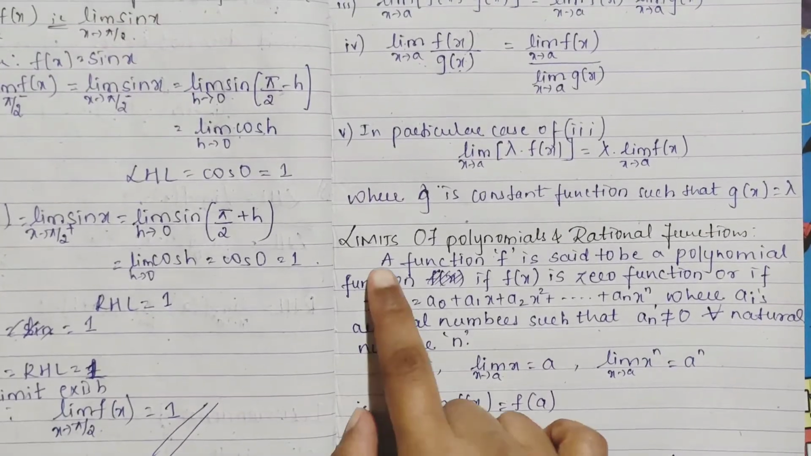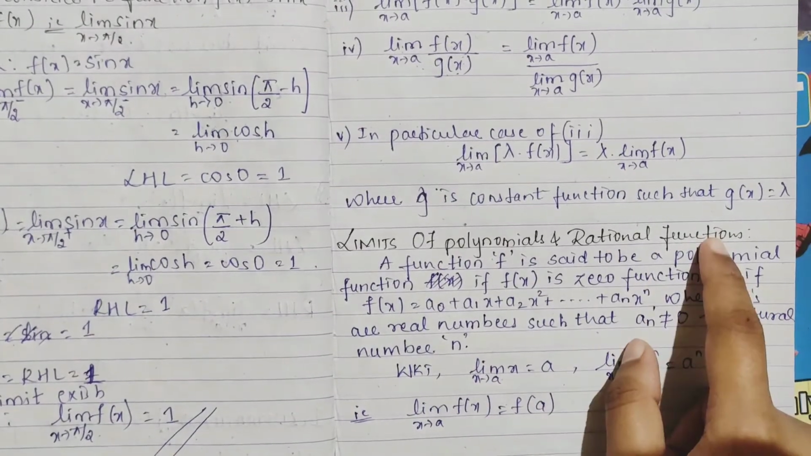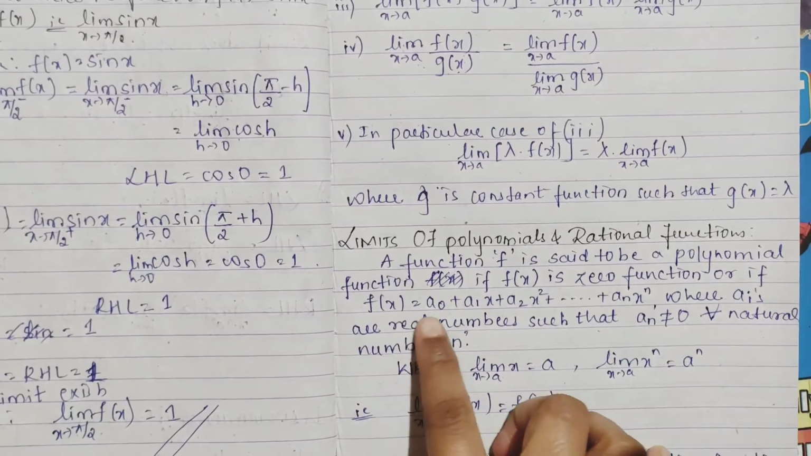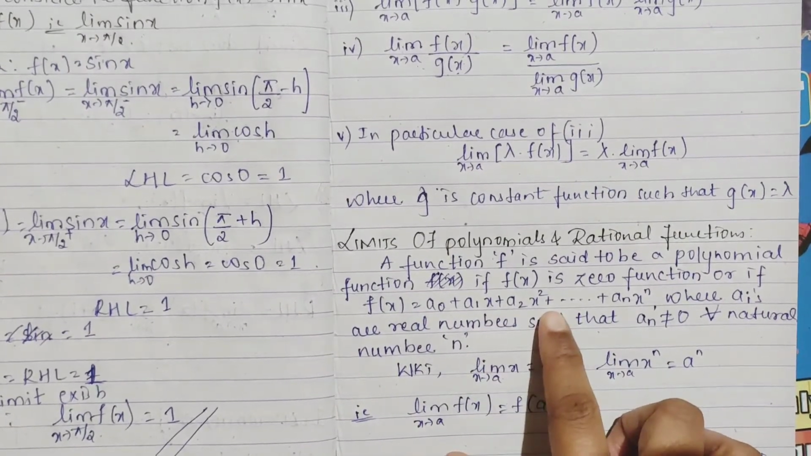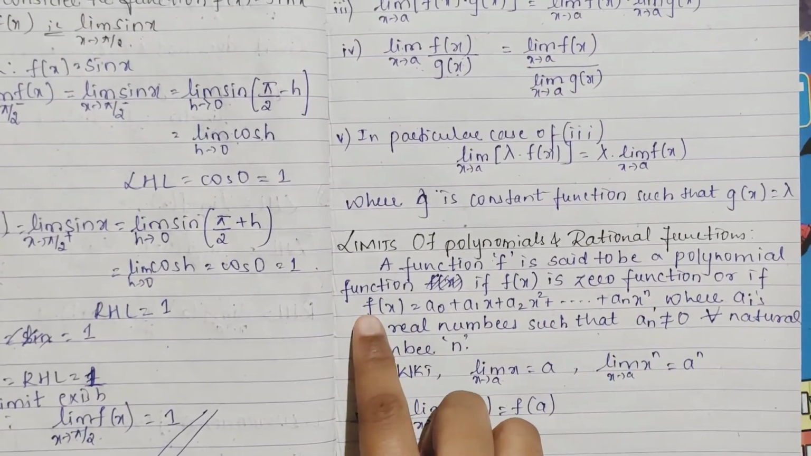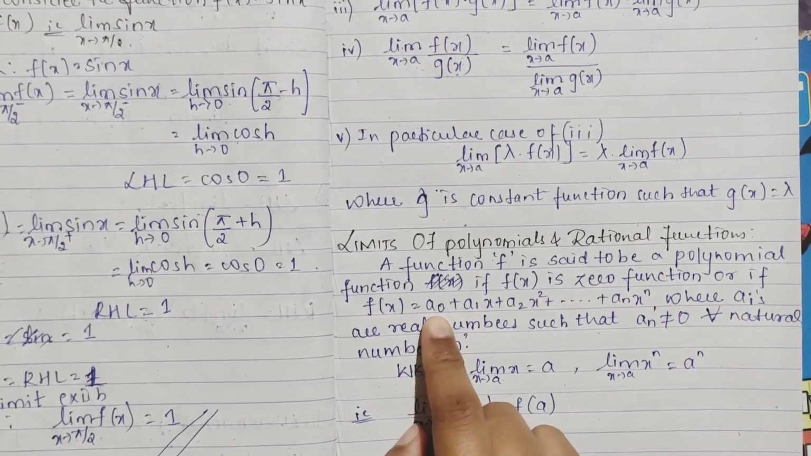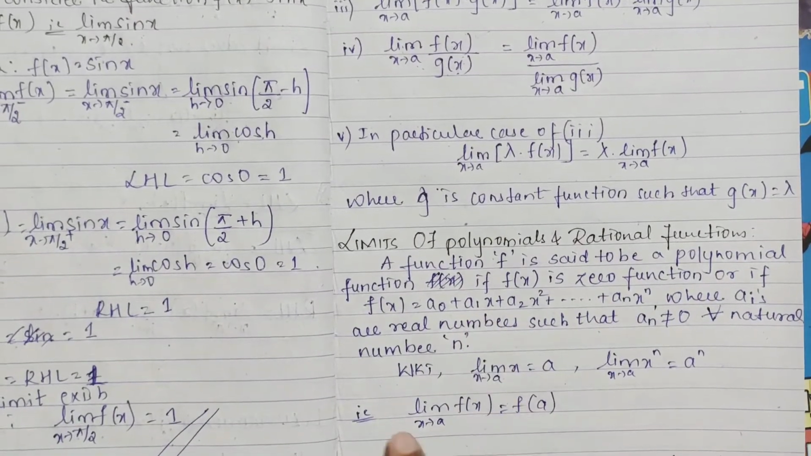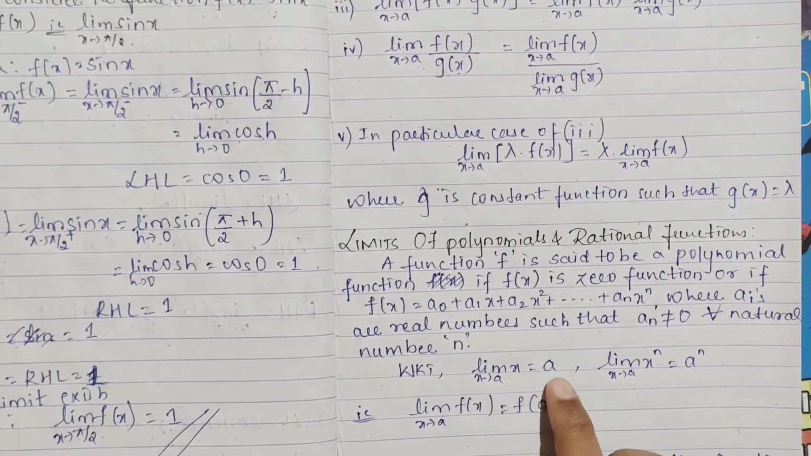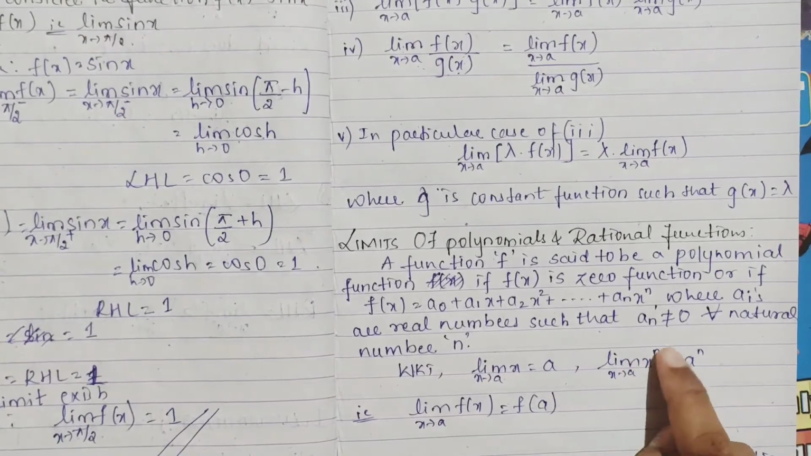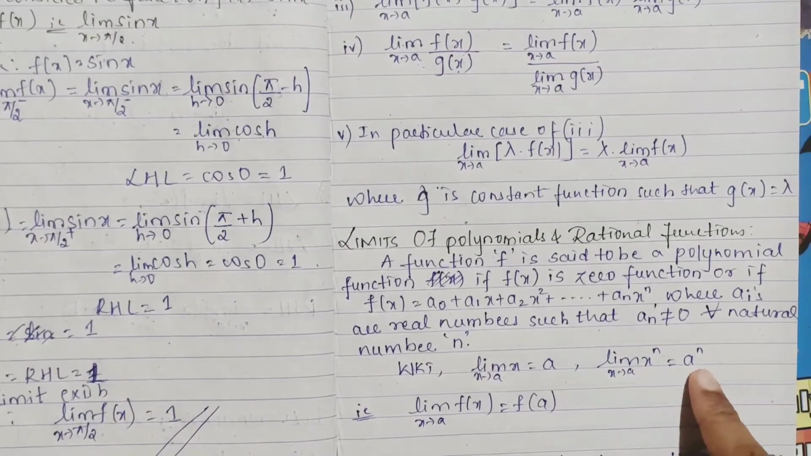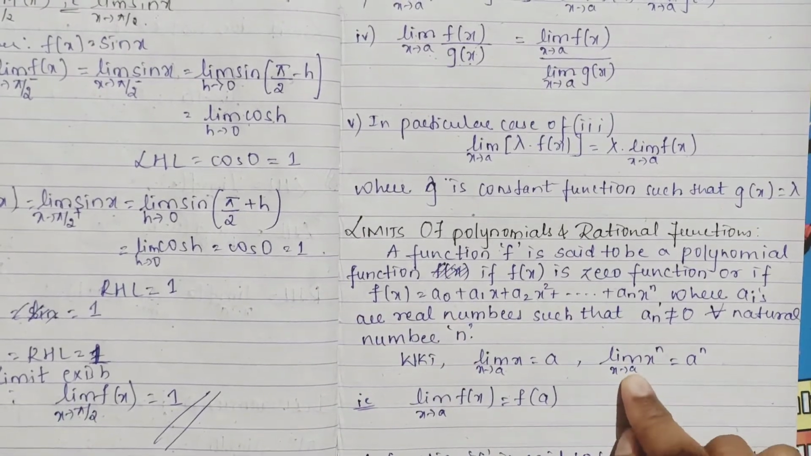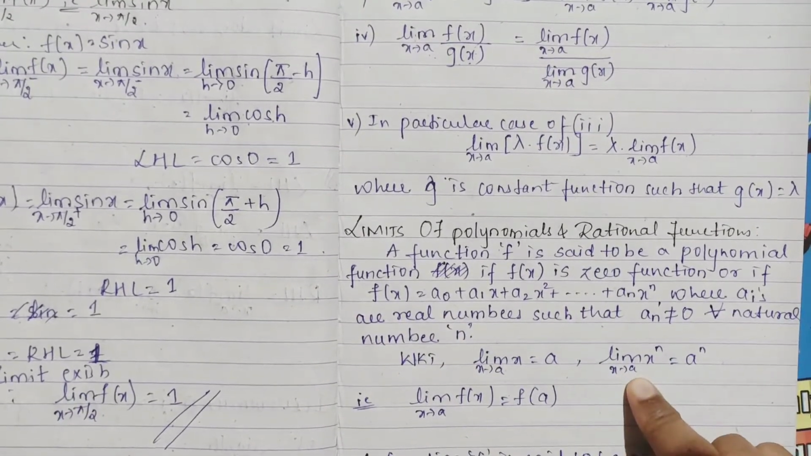Next part is we are knowing limits of polynomials and rational functions. What is your polynomial? Your algebraic function, the polynomial function, is given as a naught plus a1 x plus a2 x square, and so on up to an xn. When you apply the limit here, a naught has no x, so it remains constant as it is. But for the rest, we know that limit x as x tends to a is a, and limit x raised to n as x tends to a is equal to a raised to n, where we are substituting our x as a, meaning x is tending to a.